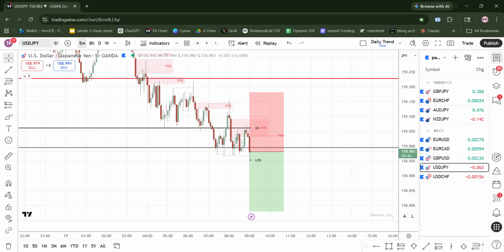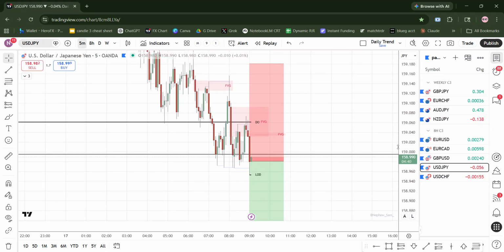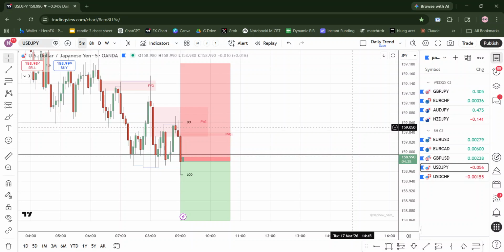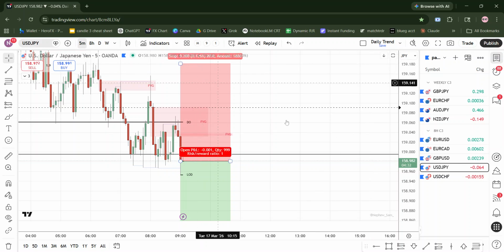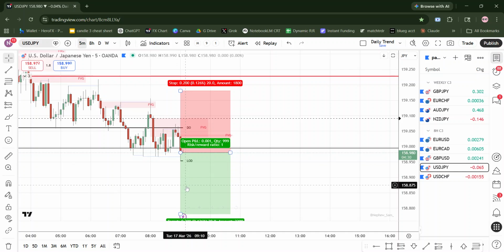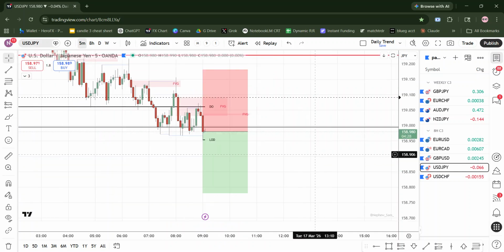Okay, all right, and we are in on a short. Great. So remember again, what we're looking for is we want this gap right here to hold. If this gap gets taken out, I'm going to exit the trade before it hits my stop loss. But I just got a 20 pip stop loss, 20 pip take profit. That's all I look for. Okay, so hope that helps.